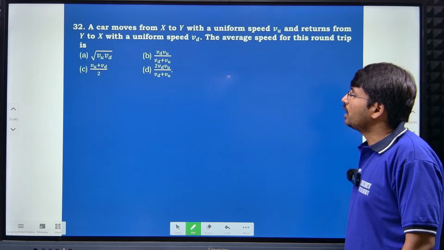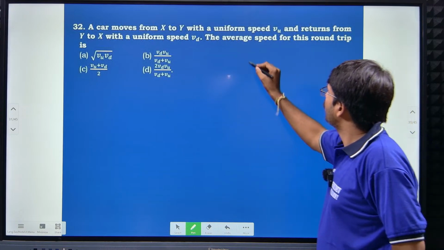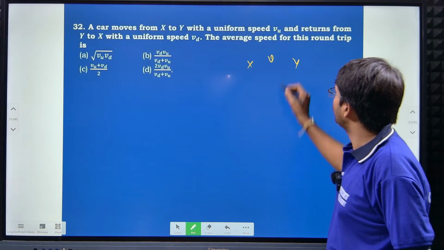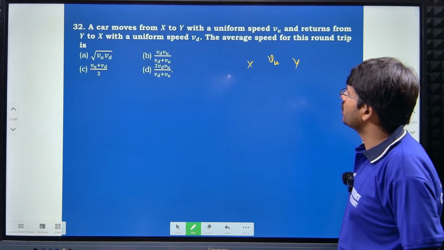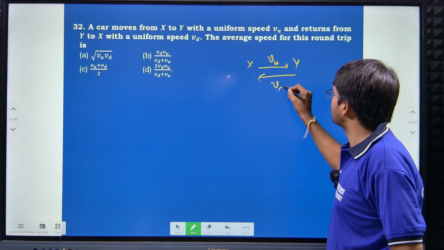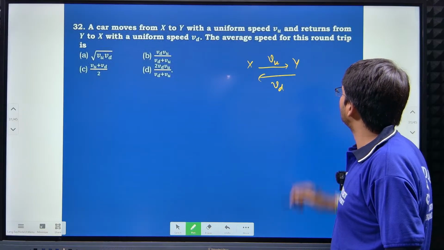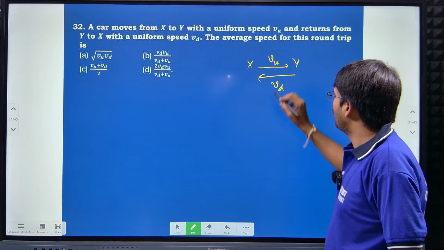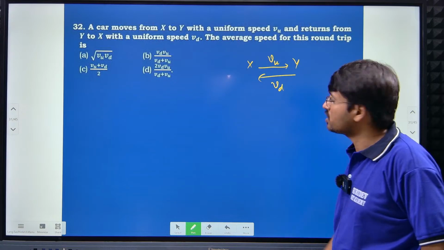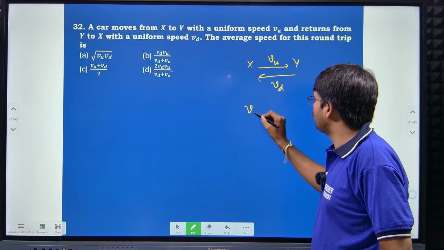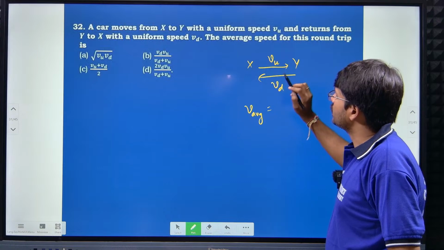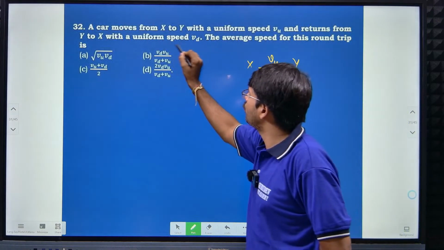Fine. A car moves from x to y with the speed, let us say, vu, and returns from y to x with the speed, let us say, vd. The average speed of this particular round trip is, here the distance between x and y is a constant. In that particular case, what is the v average? We can write it as, actually we are looking for a speed here.